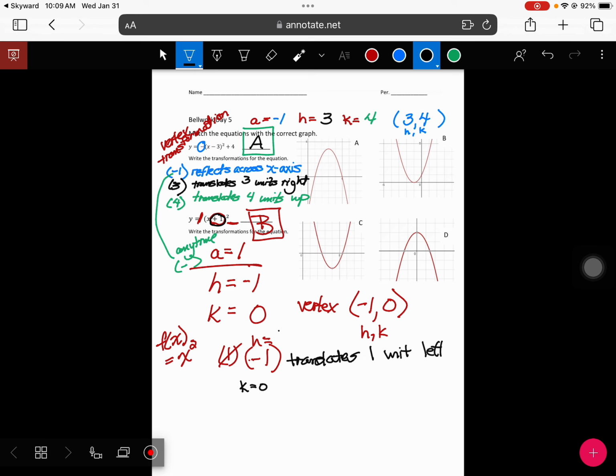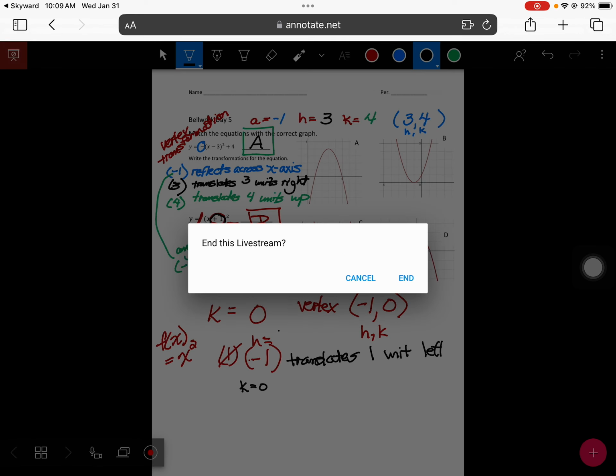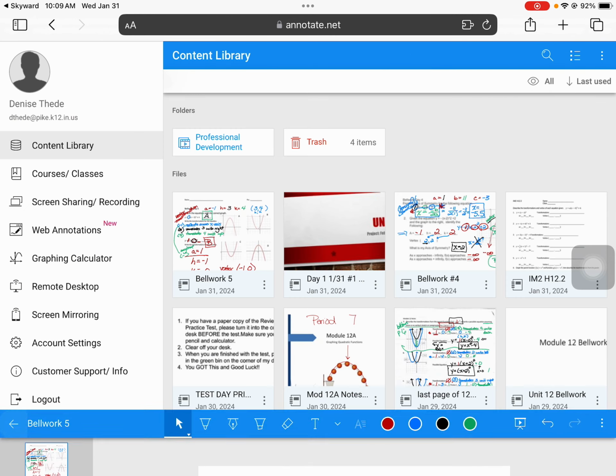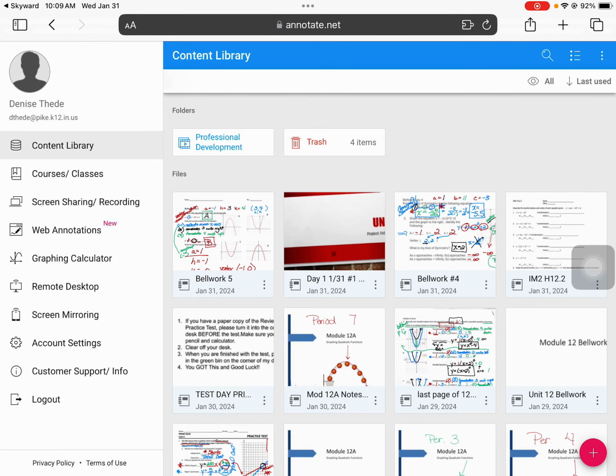So hang on to this. I am collecting all your bell work on Friday during the test. I have for you now a review that is going to be very similar to Friday's test. So if you feel pretty good about doing the review, you should feel great about being ready for the test, okay?